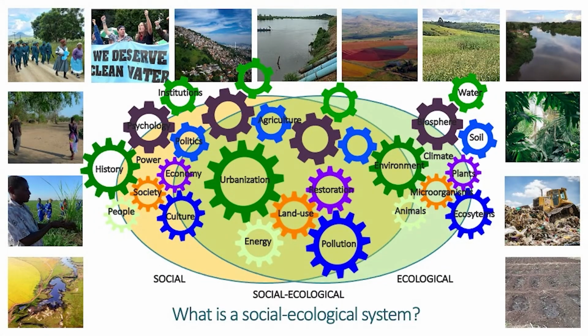We've got the social components, such as culture and history, politics, institutions, and the power dynamics. We've got the ecological components, so that includes the soil, the water, the plants, climate, ecosystems. And these are all linked through the societal use of the ecosystems, the activities we have, such as agriculture, or urbanization, or pollution, or restoration. And this graphic is very simplified, of course.